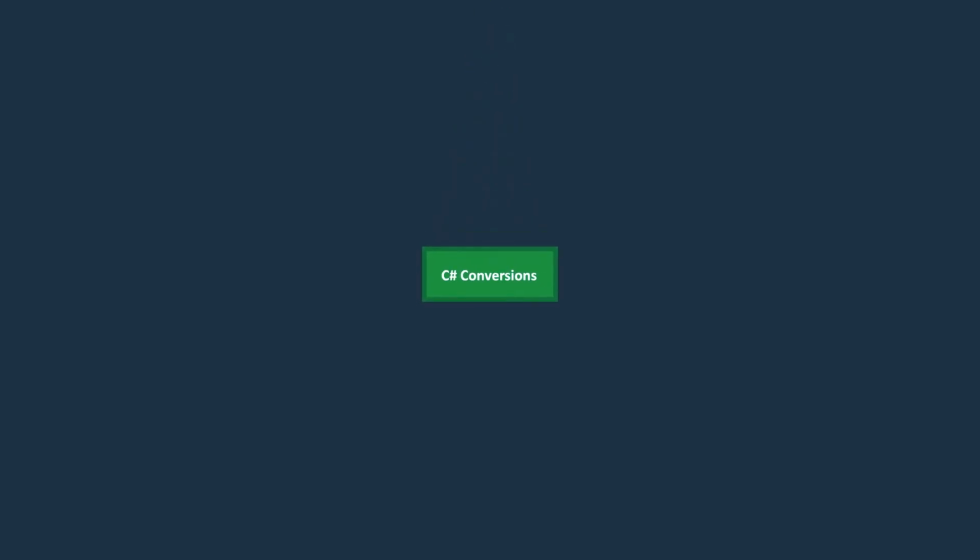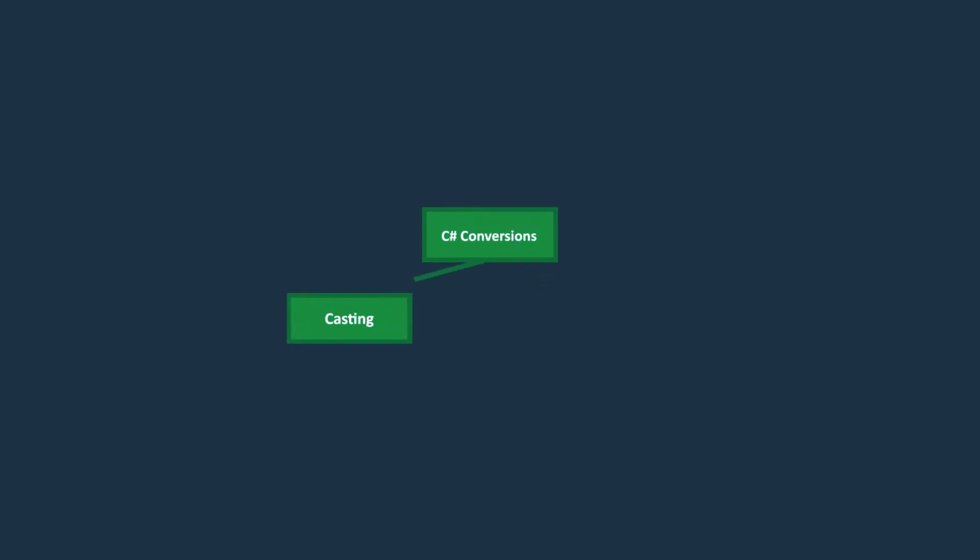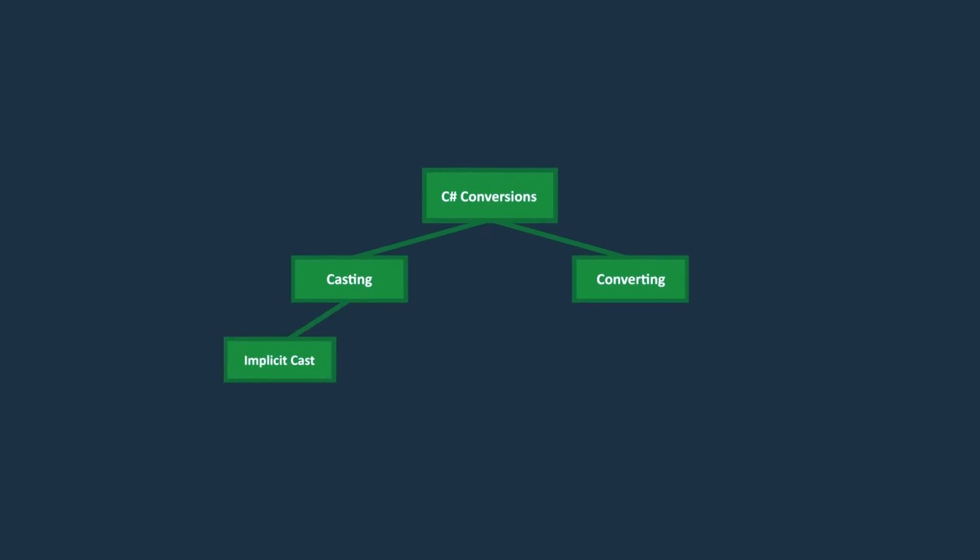Hello everyone, welcome again. Let's introduce you to C# conversions. In C#, there are two ways to change the data type of an integral value from one type to another: casting and converting. We have two types of casting: implicit cast and explicit cast. And in this lecture, we want to focus on them. Alright, first let's talk about implicit cast.